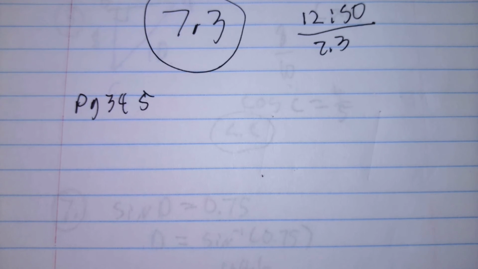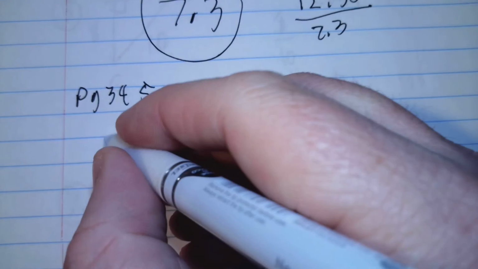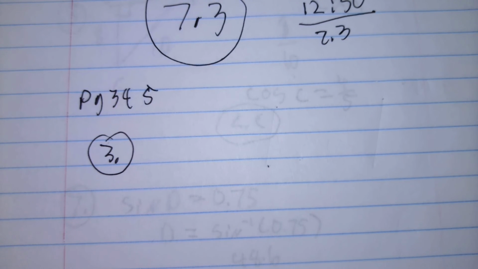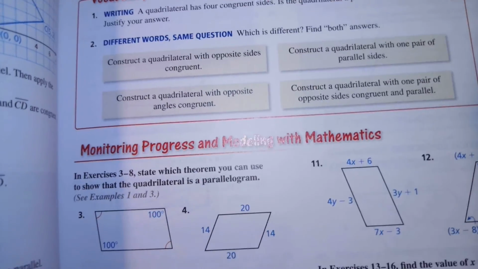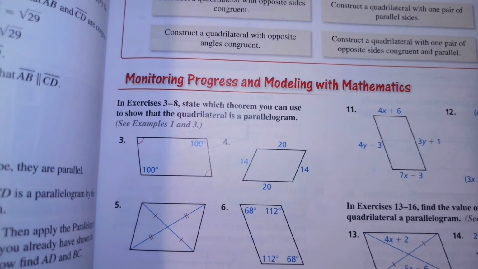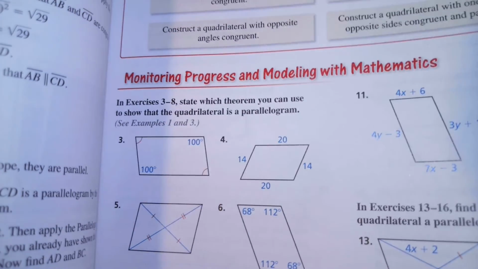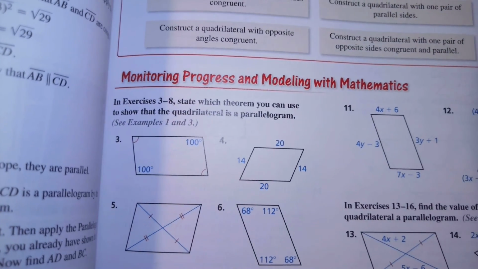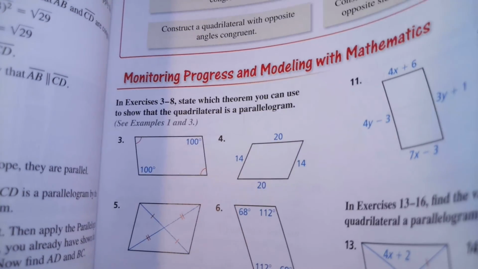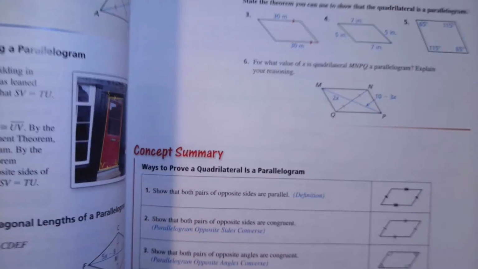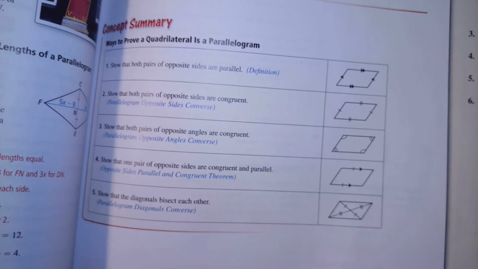Okay, so state which theorem you can show that the quadrilateral is a parallelogram. So it should be pretty easy. This is 3. I'm going to look at it, and I'm probably not even going to write it down. Just look at it. Well, which theorem? Well, I did say that there was that great section in the back. I don't need to know the number of the theorem, but the great section in the back here, let me see if I can show that right here. That's going to tell me.